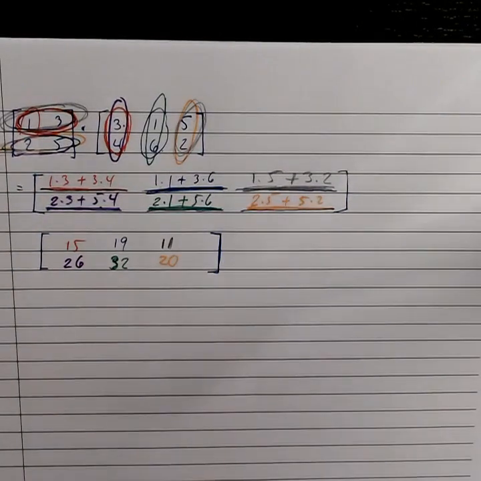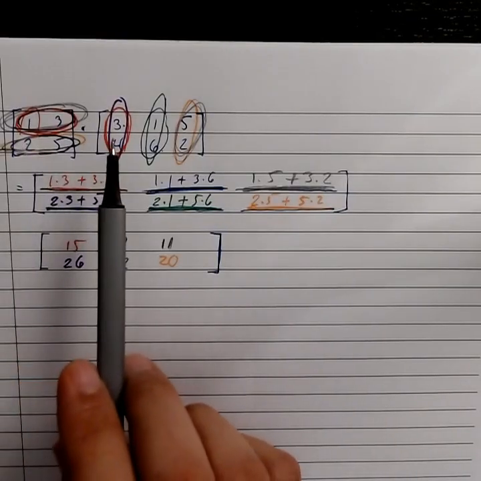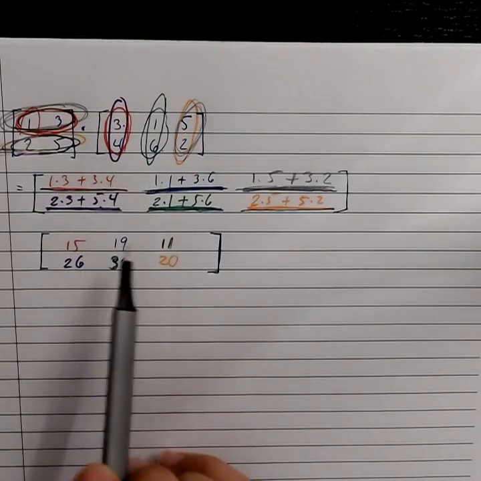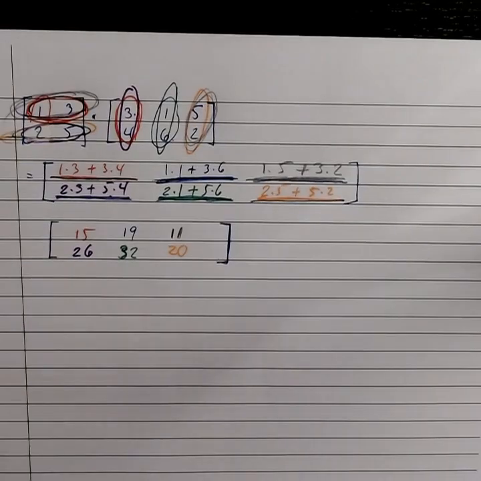And there we go. If we multiply together the matrix 1, 3, 2, 5 with the matrix 3, 1, 5, 4, 6, 2, we get the matrix 15, 19, 11, 26, 32, 20. Just like that. Keep in mind, not every matrix can be multiplied.